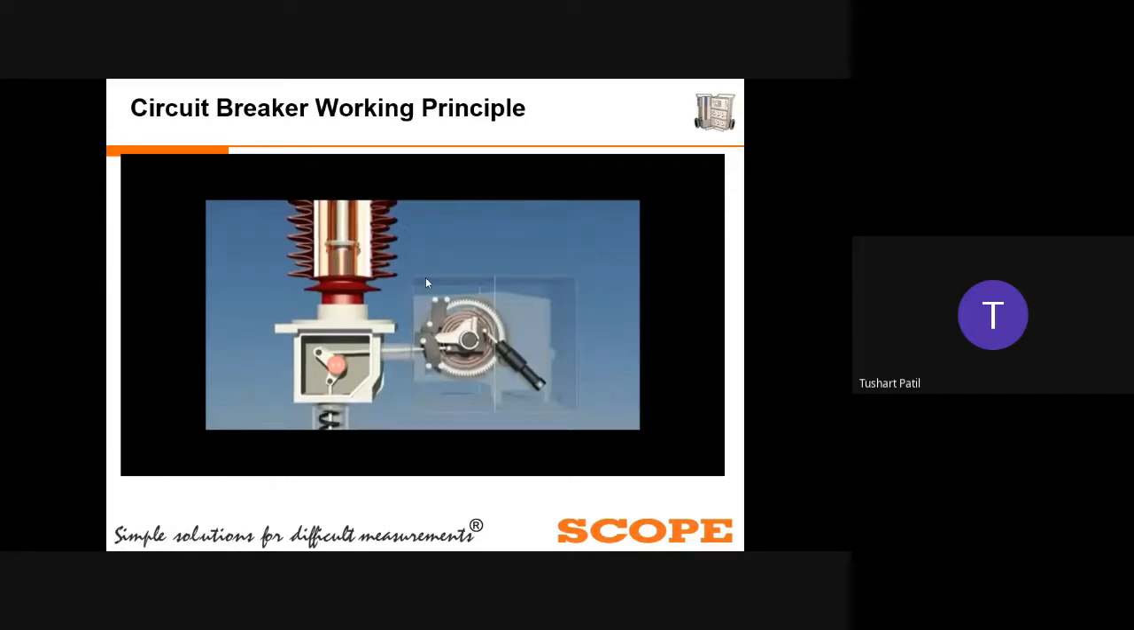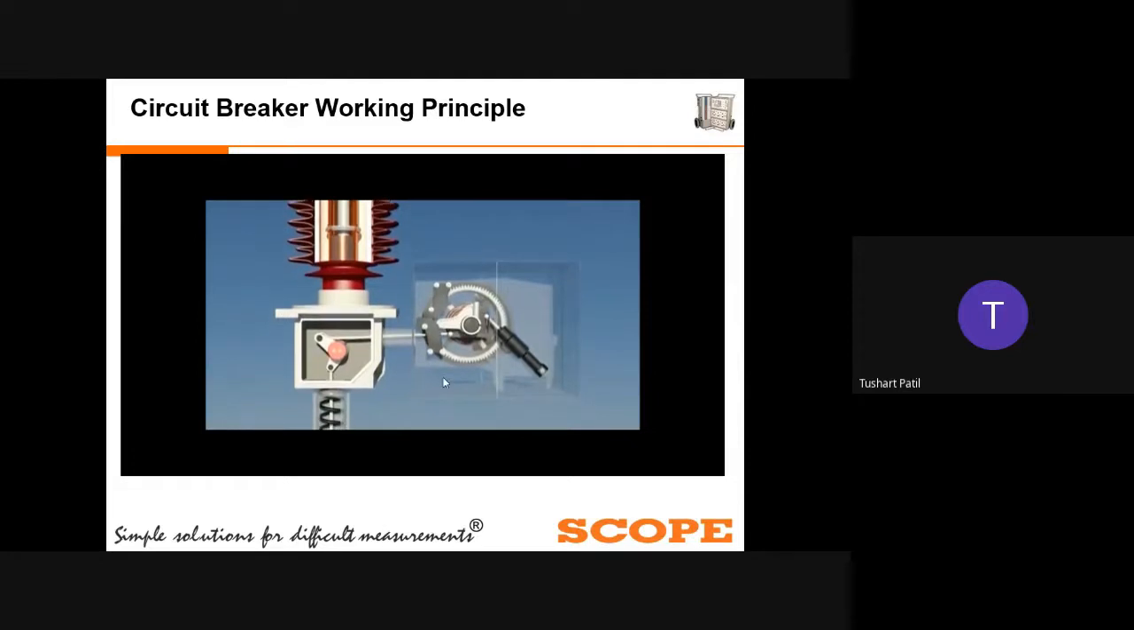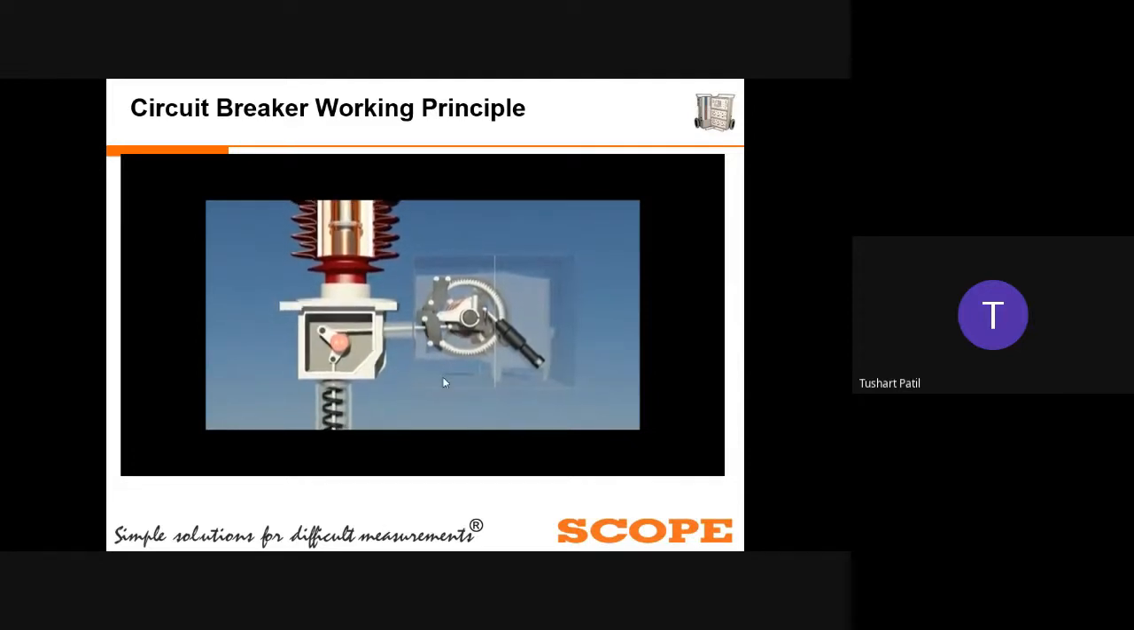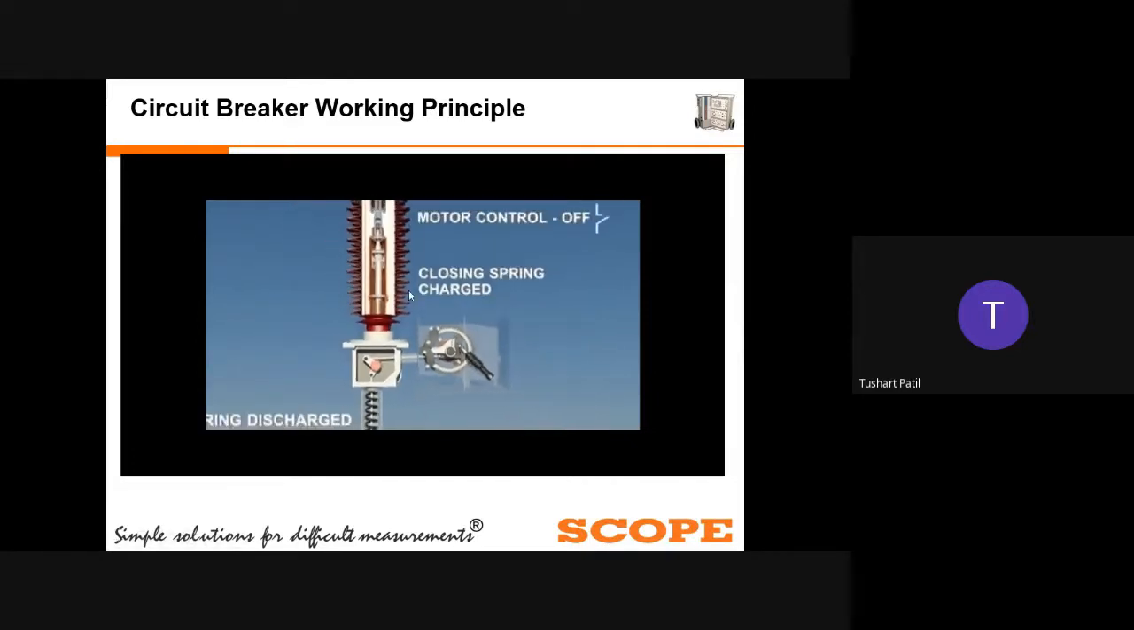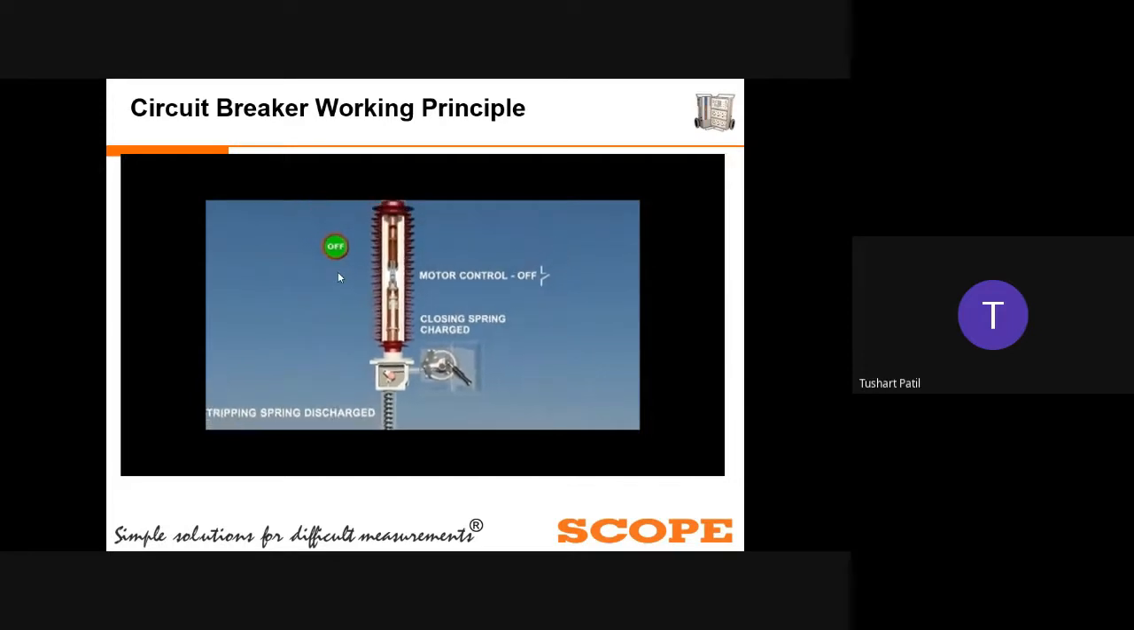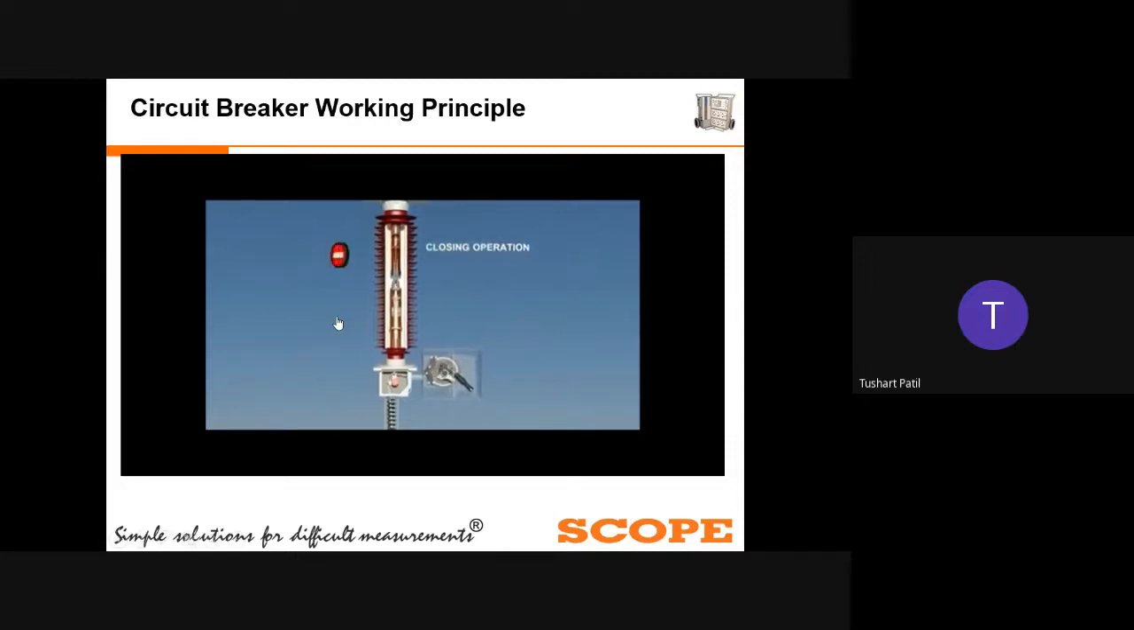Here, the spring is charging. For the closing operation, first the spring will charge. Then after this charging, the CD will operate and go to the close position. It will be on, so the close operation will happen.